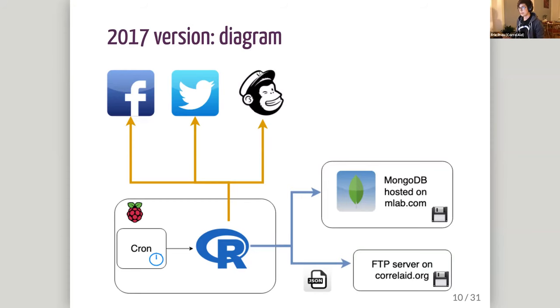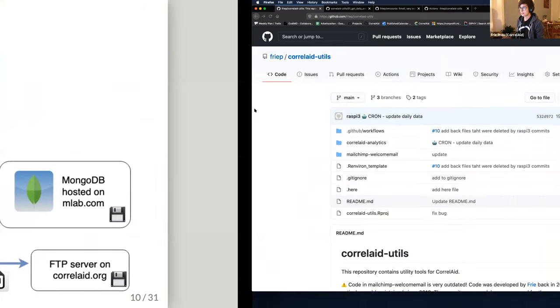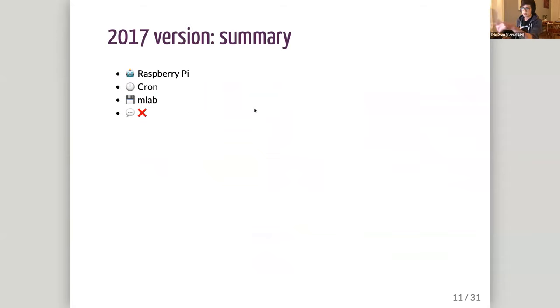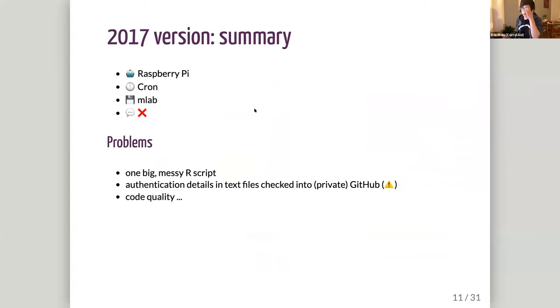And yeah, let's first talk a bit about the summary. So we have the Raspberry Pi, we have cron, we have this MLAP database, and we don't have a way to notify myself, right? So if something went wrong, I would never know. This is also why I upgraded the code later. And yeah, there were quite some problems with this, obviously, looking back.